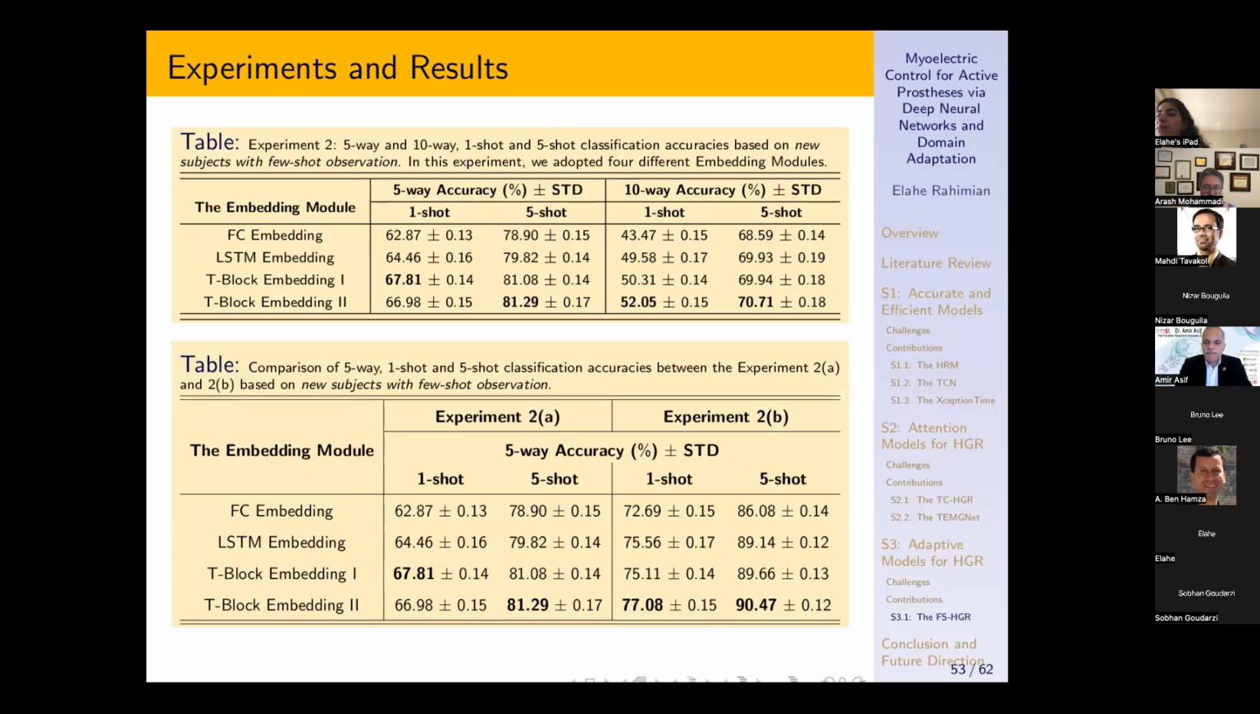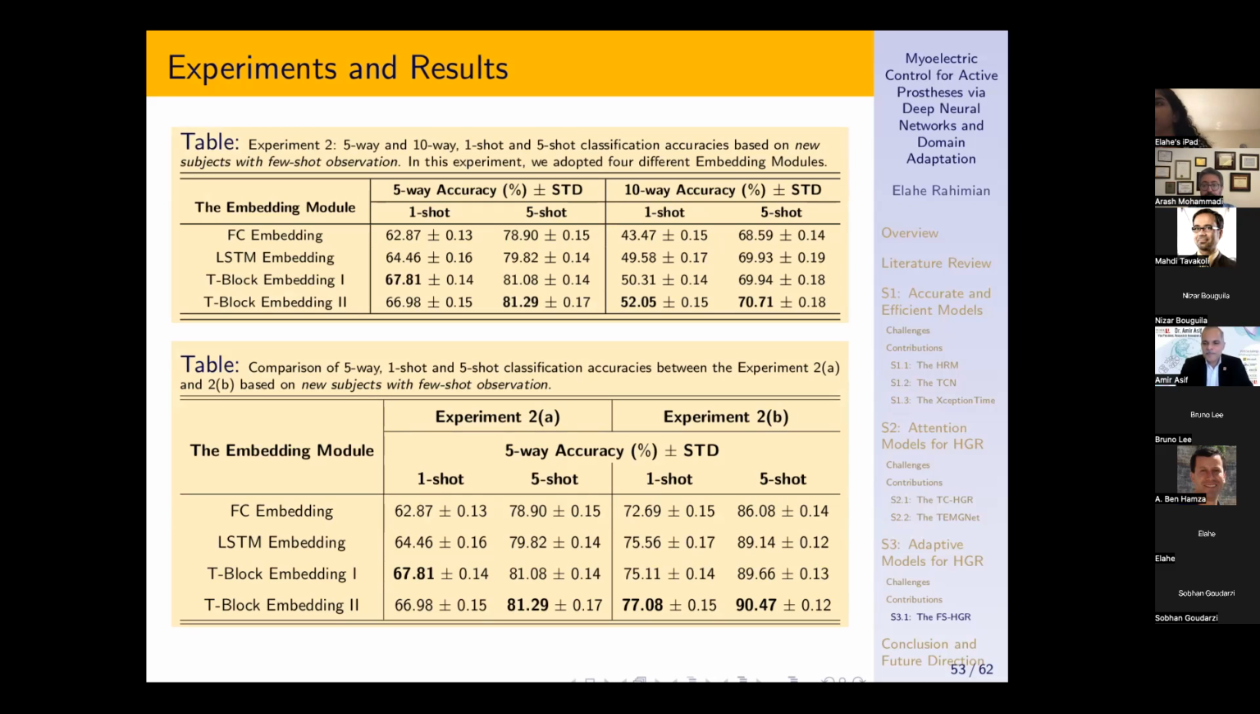And in the second table, we have two experiments, experiment 2A and experiment 2B. Experiment 2A is related to the case where the tasks are constructed based on a specific user. It means that the classes and the shots come from the specific user. So it is harder for the network to distinguish the different classes.